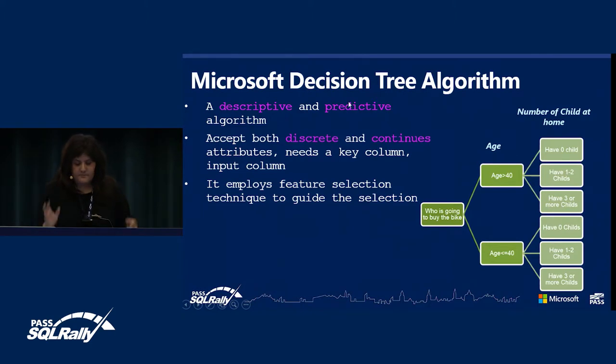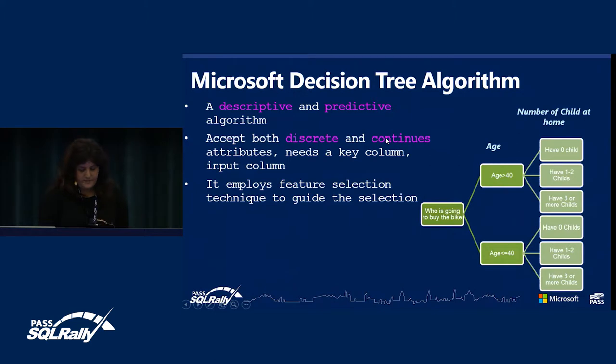So I'm going for a very brief description of these algorithms. The first one is decision tree. It tries to split the decision. For example, you are going to buy a bike, so it says that the first parameter that affects buying the bike is age. So first it splits the data based on age, greater or less than 40. Then it goes to consider another attribute, number of children at home. So you see that it splits data through different attributes. This decision tree is used both to describe the data, as you can see, and also helps to provide a prediction based on the data. And also it accepts both discrete and continuous data. I will explain in the demo what the difference is between discrete data type and continuous one.